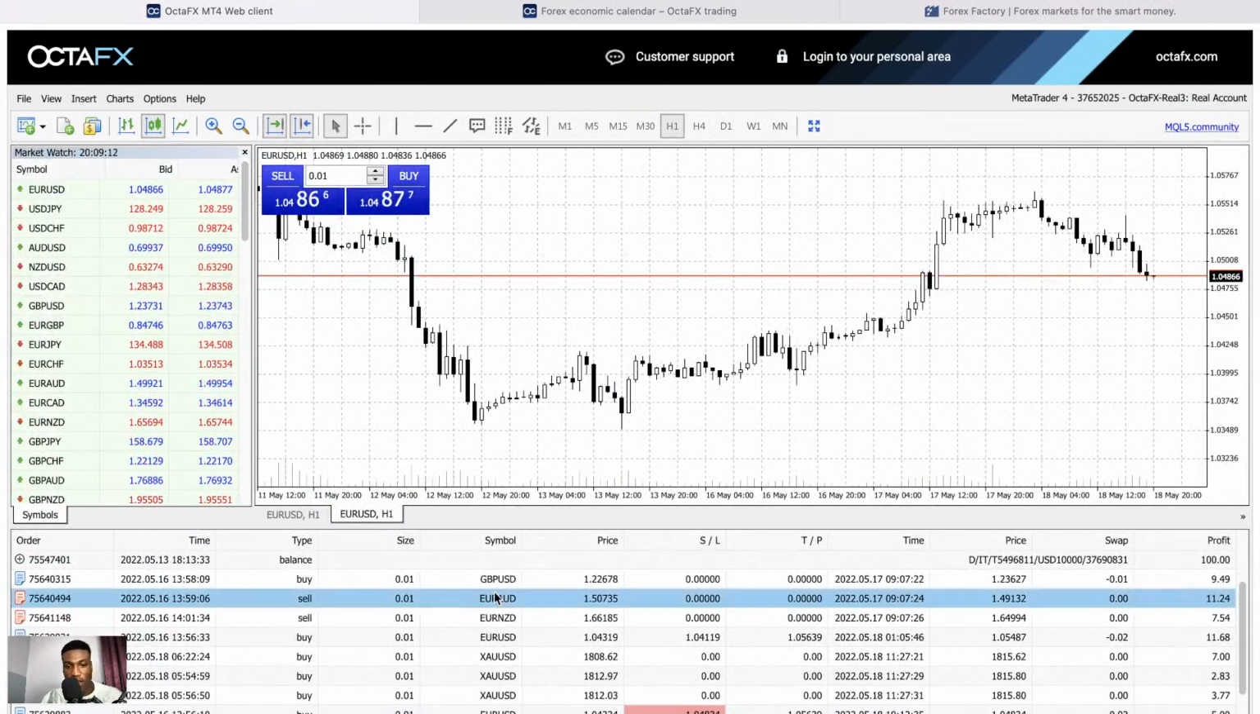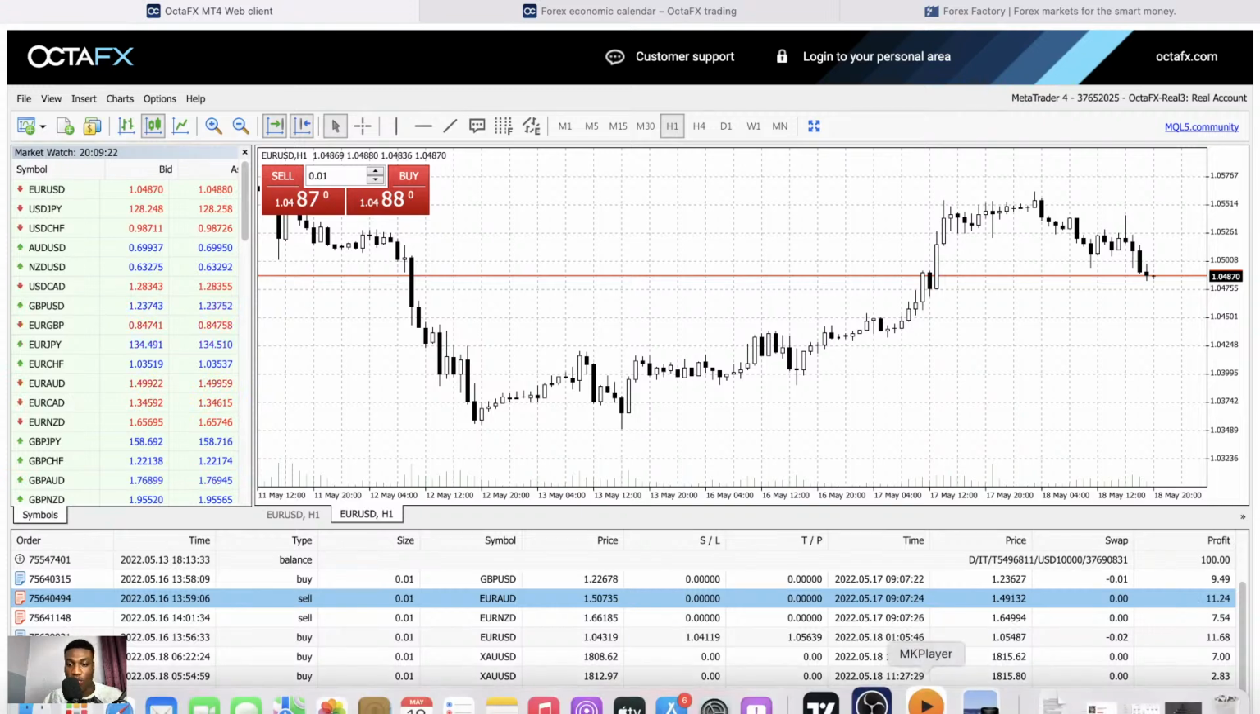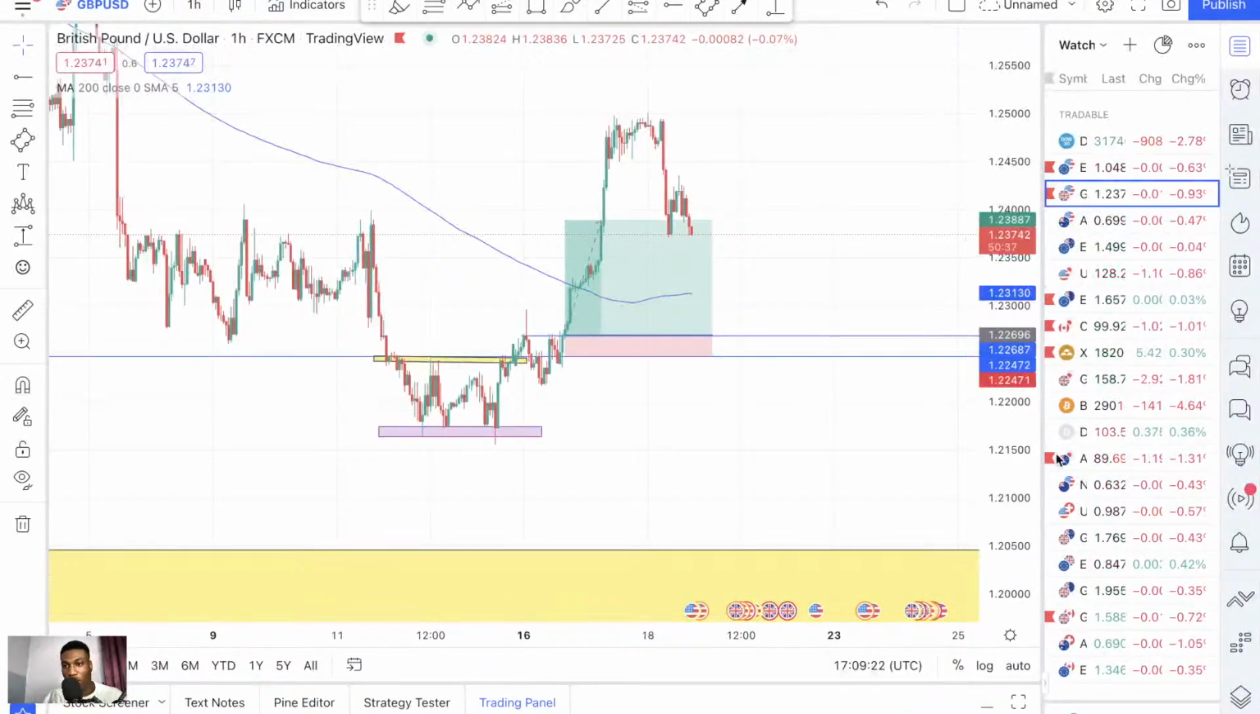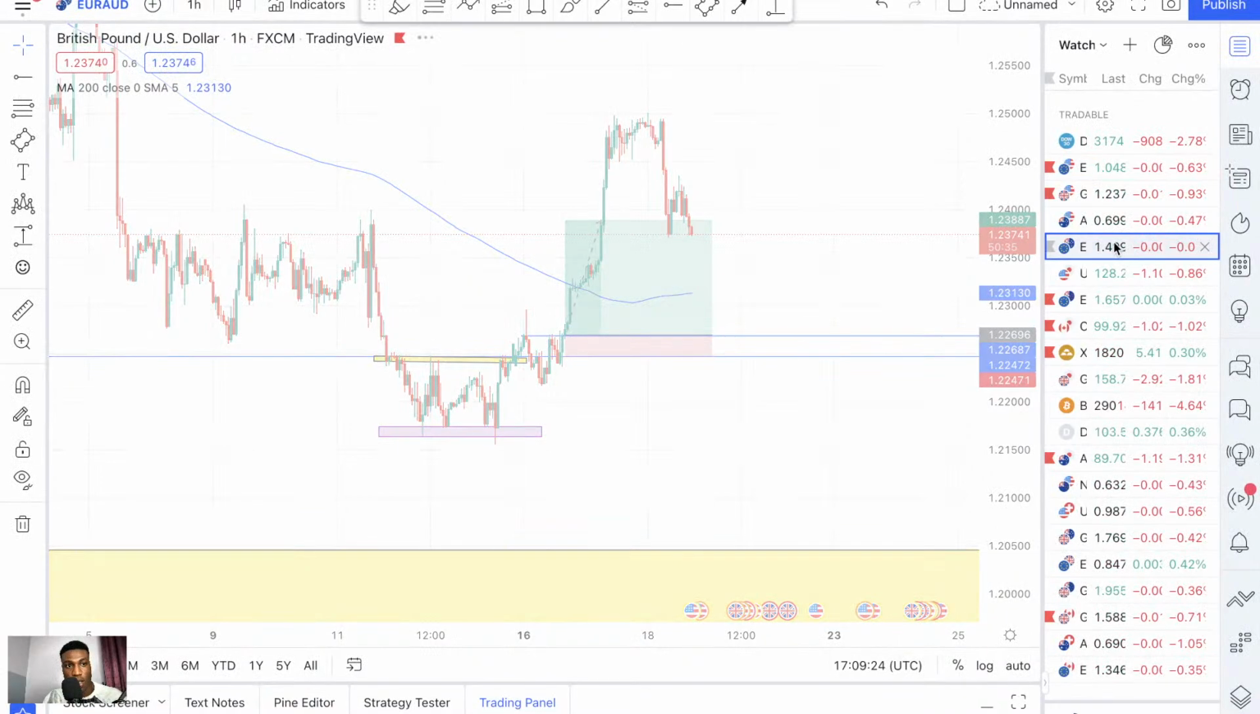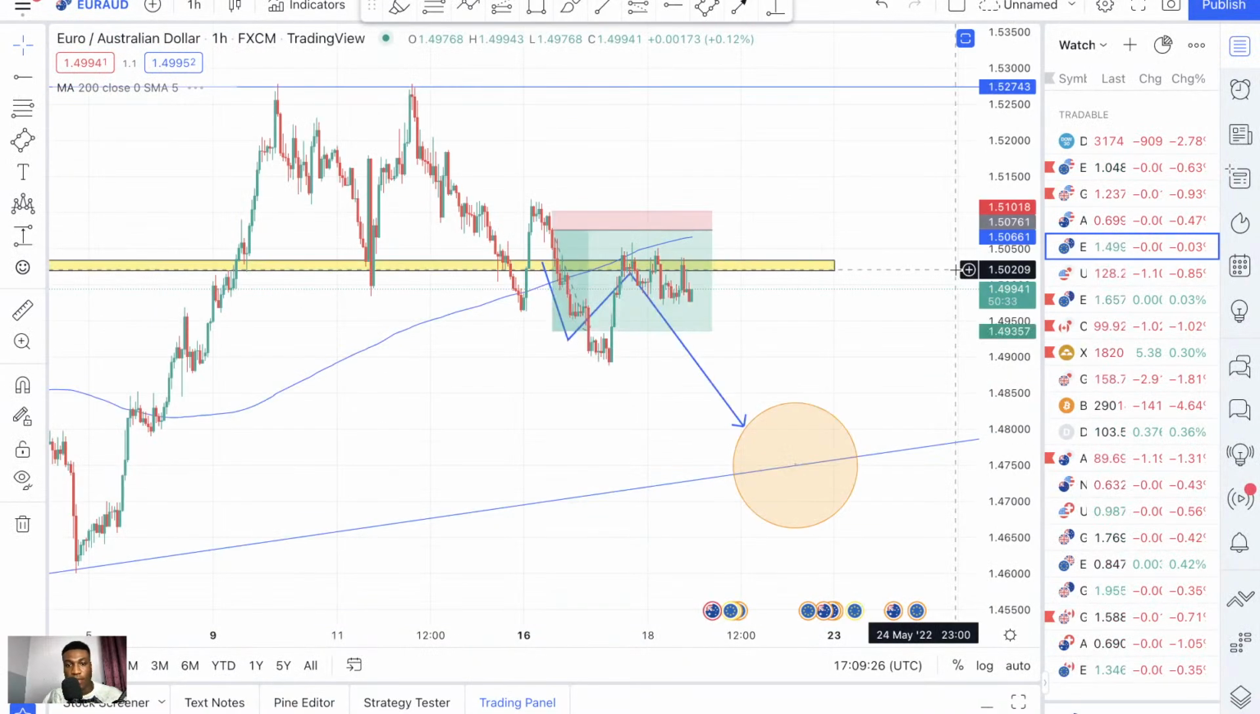So the second one is Euro AUD, right? Euro AUD was a sell. We took a sell on Euro AUD and we were in profit of 112 pips. So why did I take a sell on Euro AUD? So I'm going to go to the Euro AUD chart. Yeah, this one.